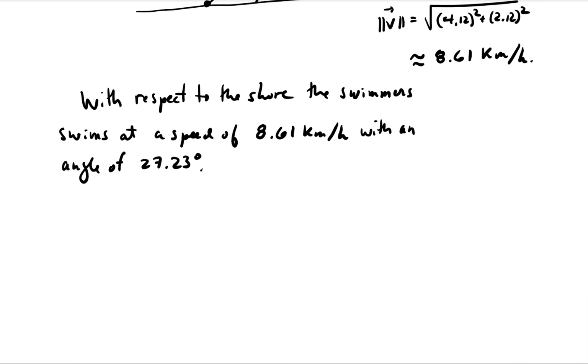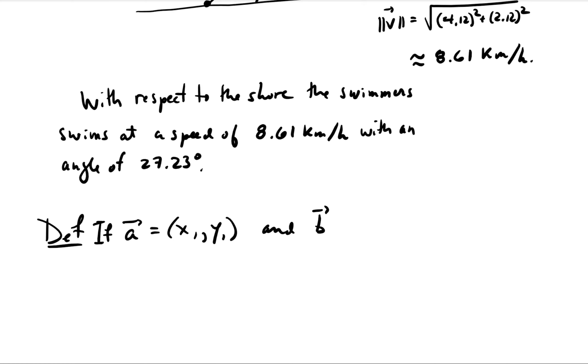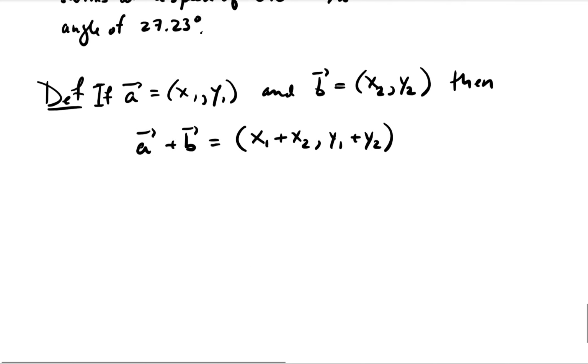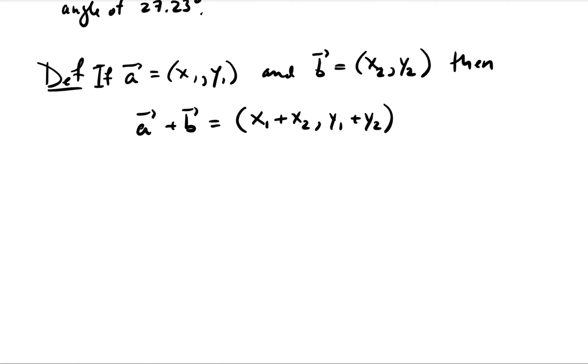So in general, right, if we've got a vector A with coordinates, so if A is equal to a vector with coordinates x1, y1, and B is a vector with coordinates x2, y2, then adding the vectors A and B is simply done by adding the coordinates. Okay. Geometrically, what does that correspond to?